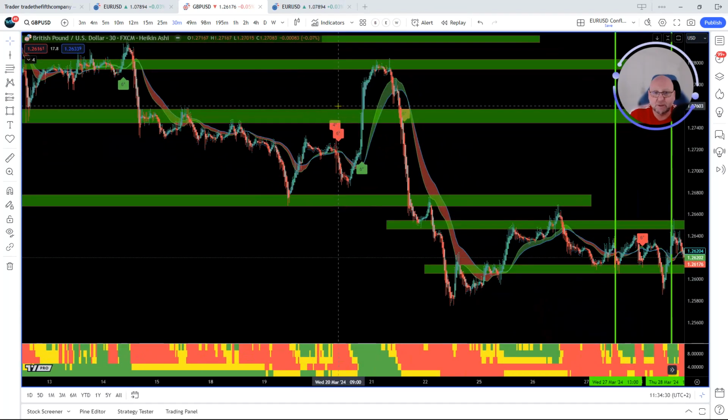We get a 4 and 6 star sell signal here. All 6 time frames are not red. Plus, also we've got some support underneath. We're not going to short into support.